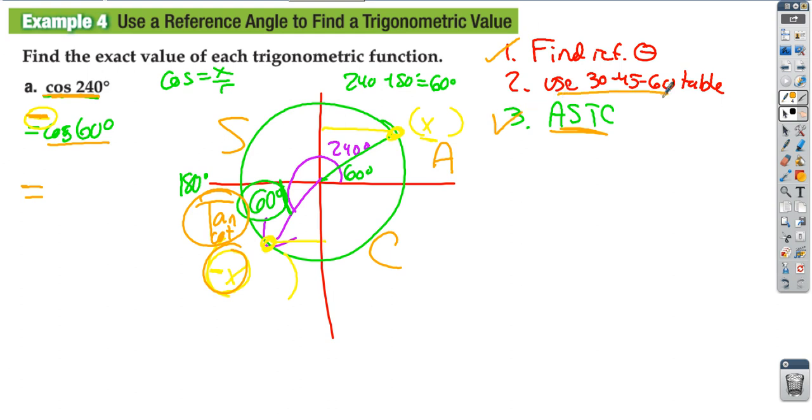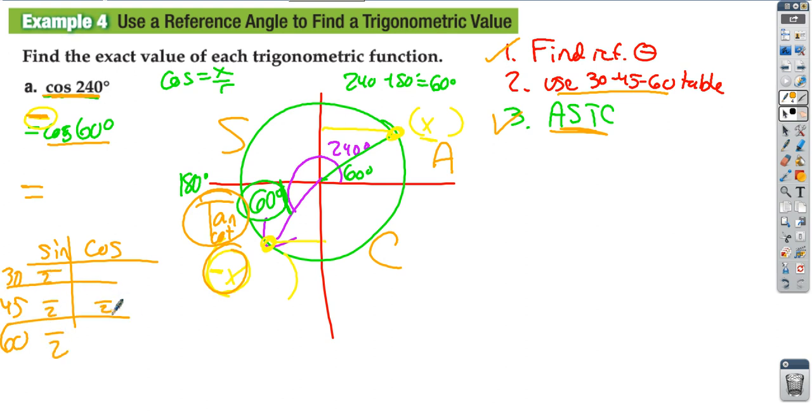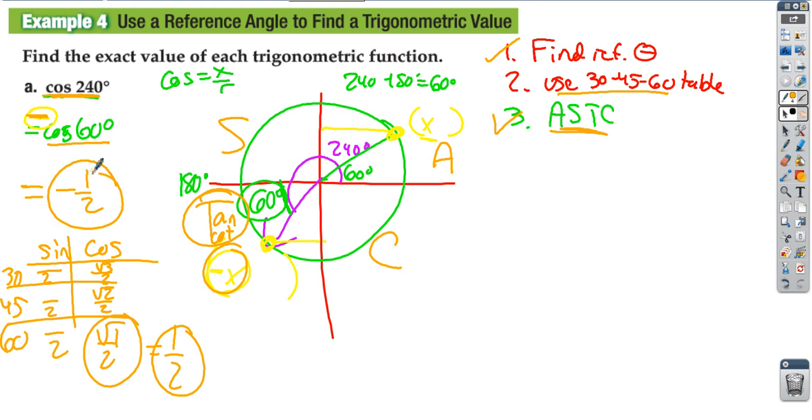now we just need this table, cosine 60, so let's recall the pattern here. The sines count up and the cosines count down, and everything goes over 2. So everything's over 2, we're just concerned with cosine. The cosines count down, so root 3 over 2, root 2 over 2, root 1 over 2. Root 1 over 2 is the same as just 1/2. So we get cosine of 240 is negative 1/2, negative 0.5 is the exact value.